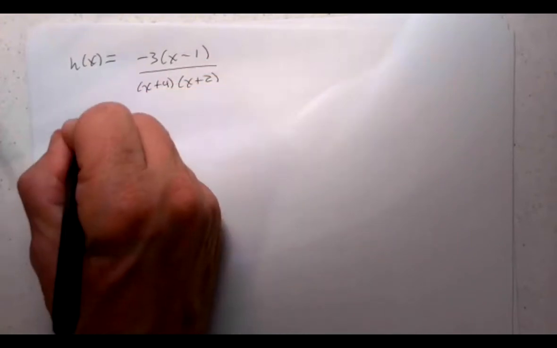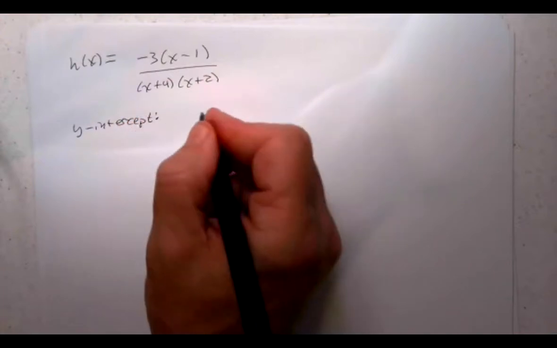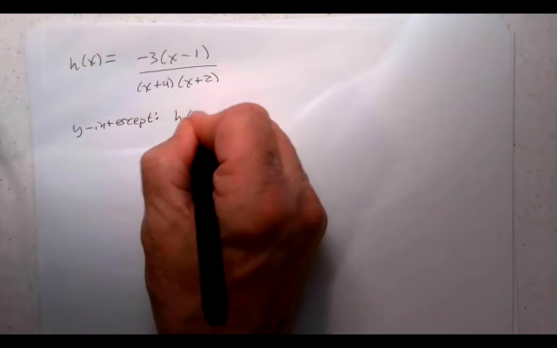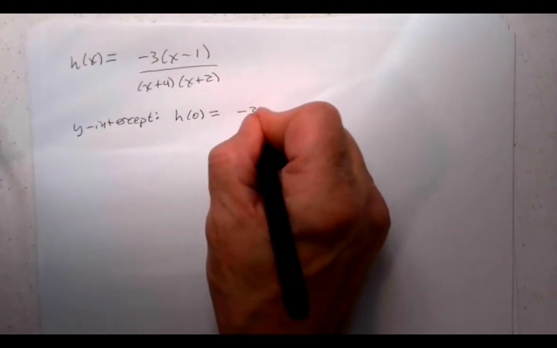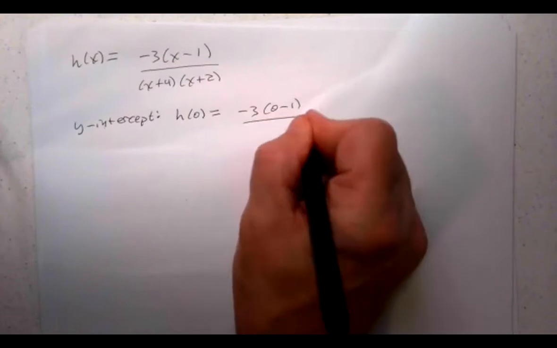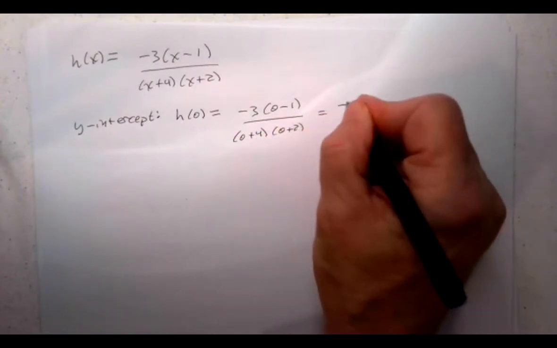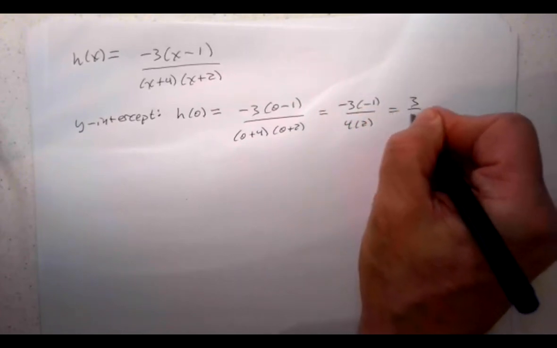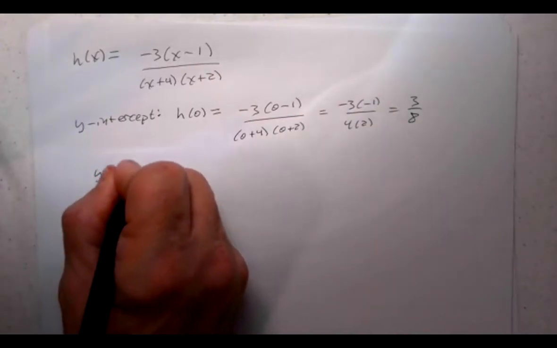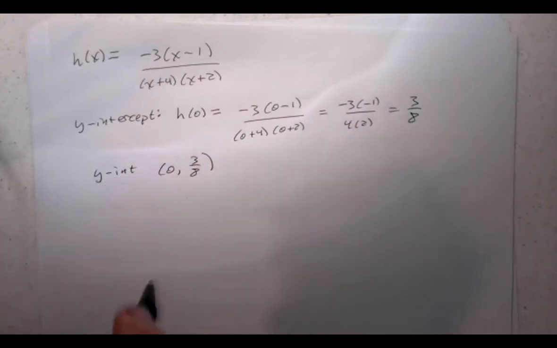And I want to find the y-intercept. What is the y-intercept? That's the value when x is 0 solving for y, so that's h of 0. Plug in 0 for x and see what the corresponding y value is. So that's -3 times 0 minus 1 over 0 plus 4 times 0 plus 2. So -3 times -1 over 4 times 2. That's 3/8, or 0.375. So our y-intercept in point form, the x value is 0, the y value is 3/8. So we'll look on the graph shortly to see if that's correct.